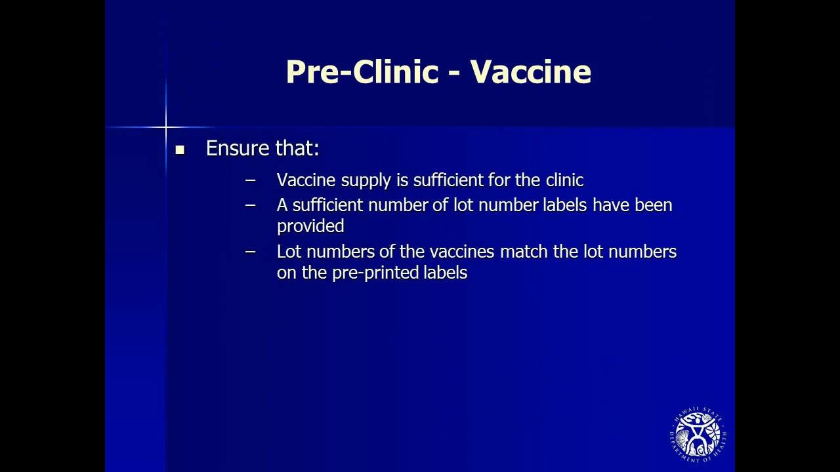The clinic manager should look at the expected number of participating students, found on the SFAS 204 form, and ensure the vaccine supply is sufficient for the clinic. The manager should also confirm that there is a sufficient quantity of lot number labels, and that the lot number on the labels matches the lot number of the vaccines.